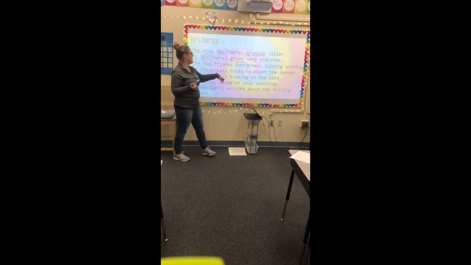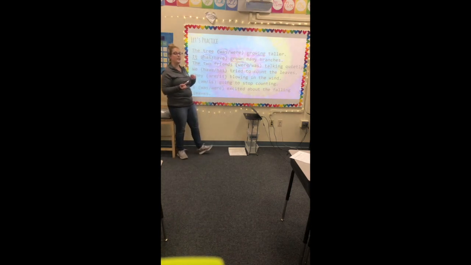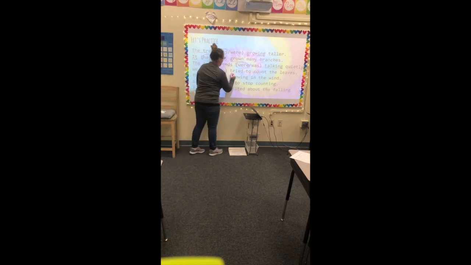We have tried to count the leaves, or we has tried to count the leaves. Tried is my main verb. We is my subject. It doesn't make sense to say we has tried to count the leaves, so I'm going to say we have tried to count the leaves.